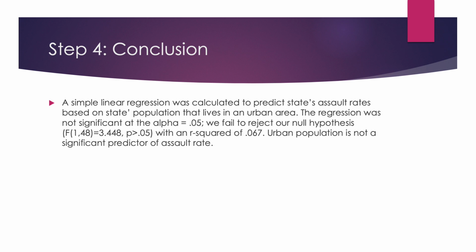Here's our conclusion. A simple linear regression was calculated to predict states' assault rates based on states' population that lives in an urban area. The regression was not significant at the alpha equals 0.05 level. We failed to reject our null hypothesis. The F of 1 and 48 degrees of freedom is equal to 3.448 with a probability greater than 0.05 and an R squared of 0.067. Urban population is not a significant predictor of assault rate.